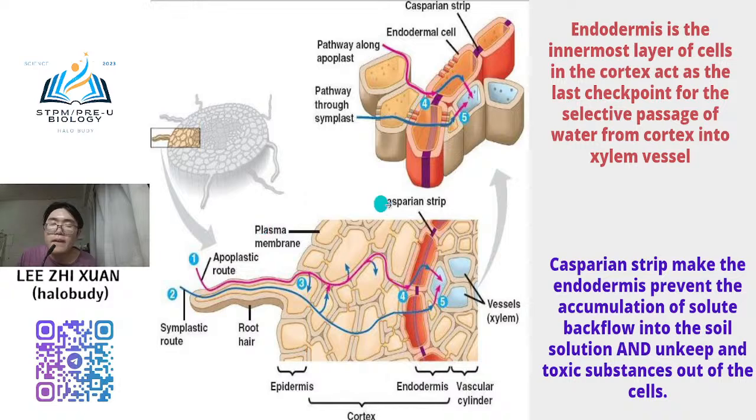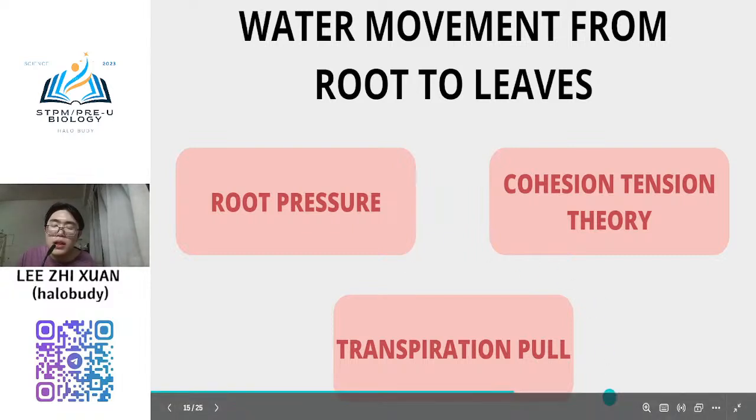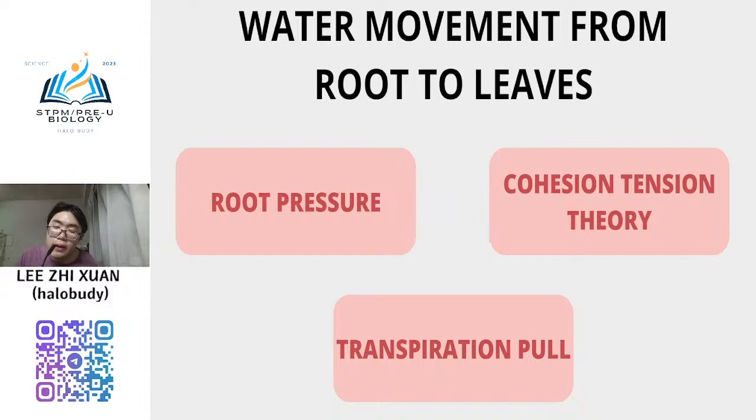Okay, so these are the three major pathways by which the water molecule moves from the root hair into the xylem vessel. Okay, any question so far? Okay, no question. So next I will proceed to the water movement from root to leaf.